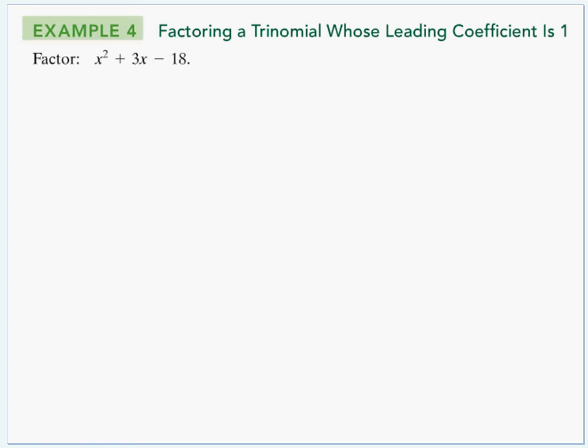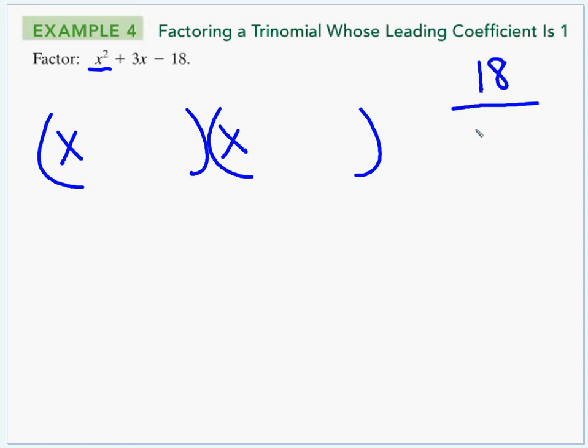Here's another one. Leading coefficient is 1. So I'm just going to set up some parentheses. X squared has to come from x times x. Now here we've got a plus and a minus, so we're not sure what the signs are going to be. We're going to have to be careful here. I'm going to do a little factor tree of 18. How do we multiply to get 18? 1 times 18, 2 times 9 work, 3 times 6, 4 doesn't work, 5 doesn't work. We get back to 6, and these are just reversed.